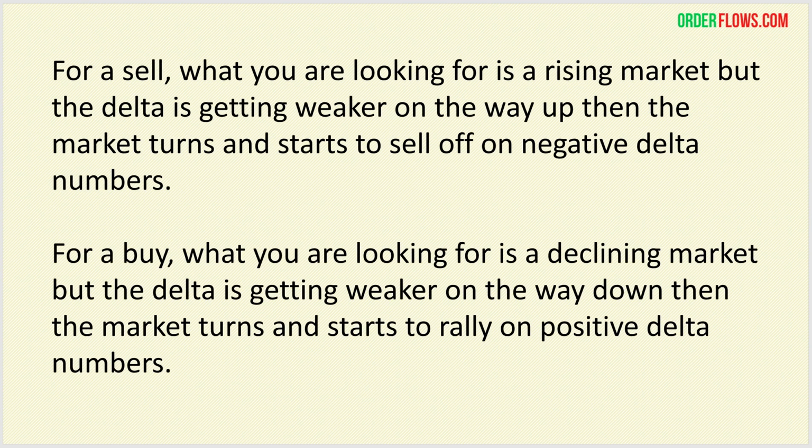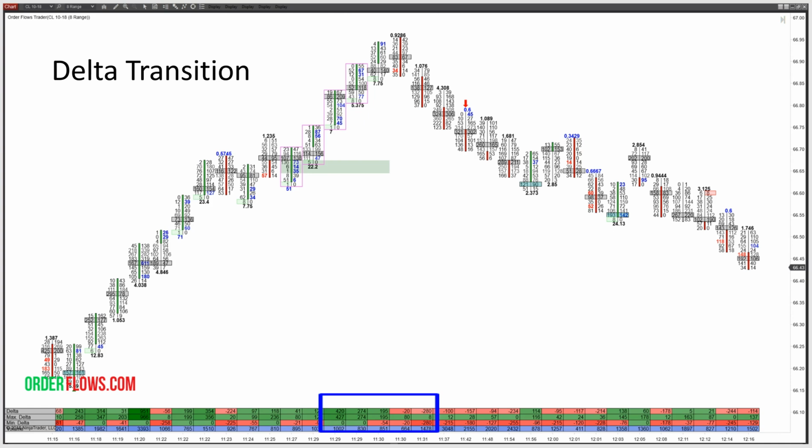So for a sell, what you're looking for is a rising market, but the delta is getting weaker on the way up, and then the market turns and starts to sell off on negative delta numbers. For a buy, what you're looking for is a declining market, but the delta getting weaker on the way down, then the market turns and starts to rally on positive delta numbers. So let's take a look here.